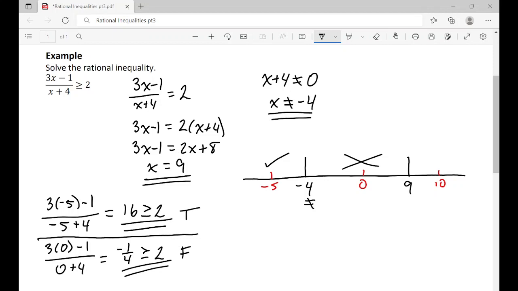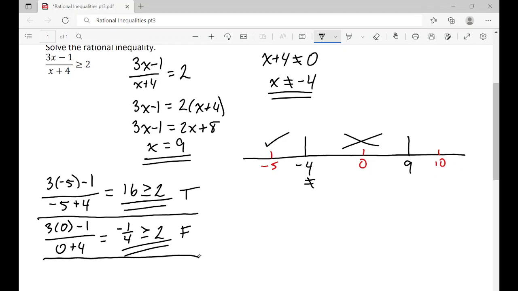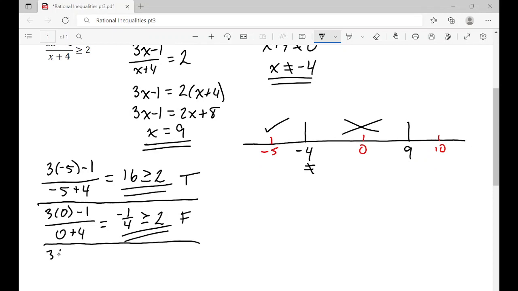Now I'm going to do 10. So plug 10 in, and I'm going to get 3 times 10 minus 1 over 10 plus 4. And when I go through this, I'm going to get, not a nice fraction, 29 over 14. And is that greater than or equal to 2? Now, if you're not sure, plug this into a calculator and see what comes out, but this is just a smidge over 2. So that makes this true. This is greater than or equal to 2. So everything in this area is A-OK.